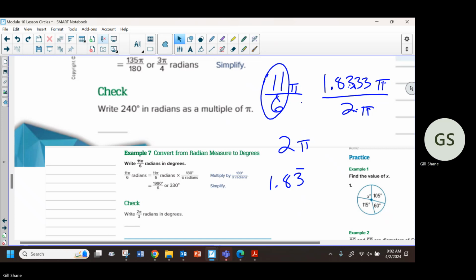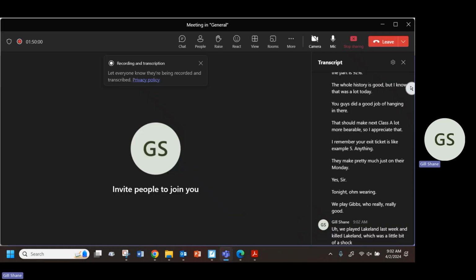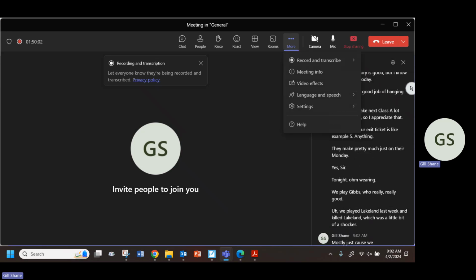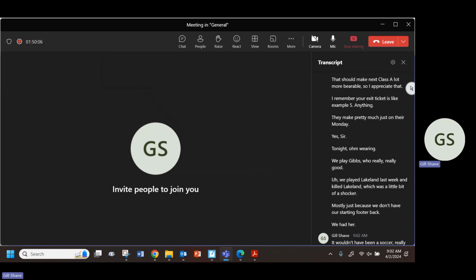Yes, sir. Tonight, we played Gibbs, who's really, really good. We played Lakeland last week and killed Lakeland, which was a little bit of a shocker, mostly just because we don't have our starting quarterback. If we had her, it wouldn't have been a shocker really. But Lakeland's are in Lakeland.